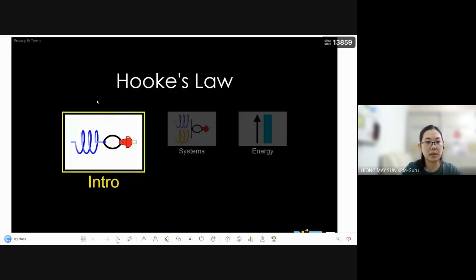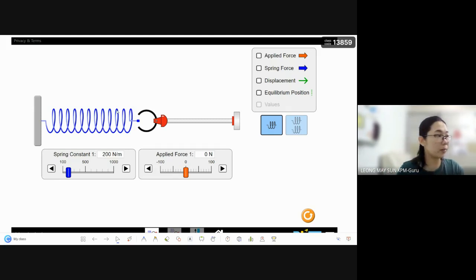Okay, so this is an introduction of Hooke's law because we can't have an experiment right now. So as usual, virtual simulation is my best option. Now, if you look over here, this is a horizontal spring. One thing that I assume is there is no frictional force on the surface with the spring. So this is the equilibrium position.